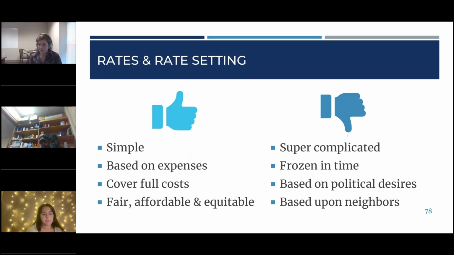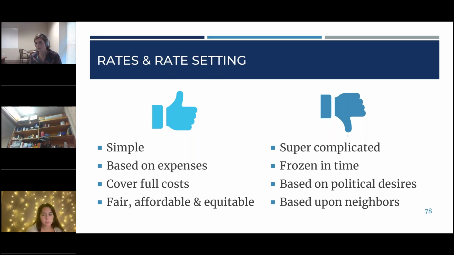And it also shouldn't be based upon your neighbors. And I know this one is tough because that's often what people will call about, right? Like their cousin lives in the next town over and they pay less for their wastewater bill than whoever the person is that's calling that lives in your jurisdiction. But it's important to make sure that you're basing your rates based on the cost to run the system.